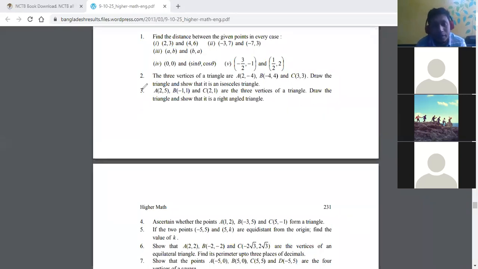Solve it, hurry up. Within 1 or 2 minutes, maximum 2 minutes is needed for you. Just find out AB square, BC square, and AC square. Since the question says draw the triangle, you have to draw it. If it did not say draw the triangle, then you need not draw it. Just find out the squares of the sides. Then we will prove the Pythagoras theorem. Okay. Please hurry up. Solve it.